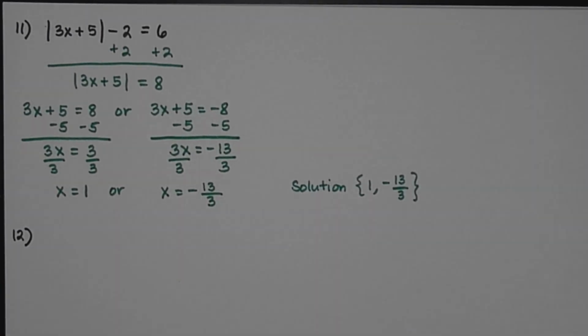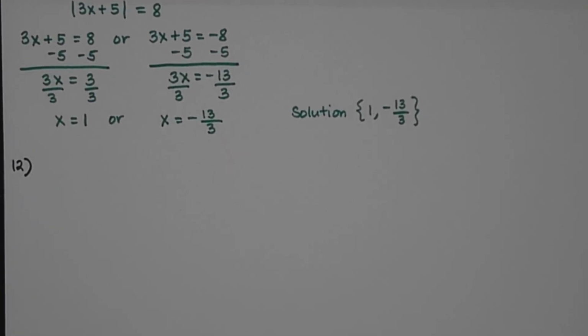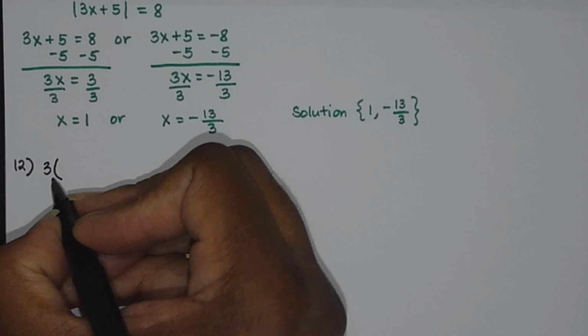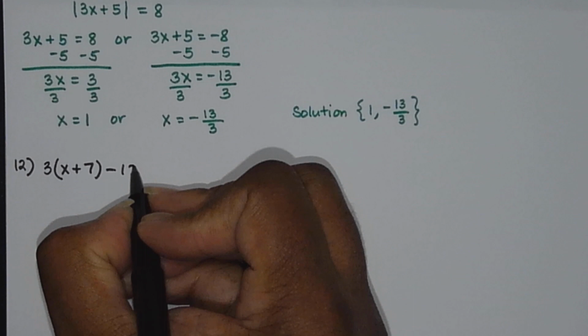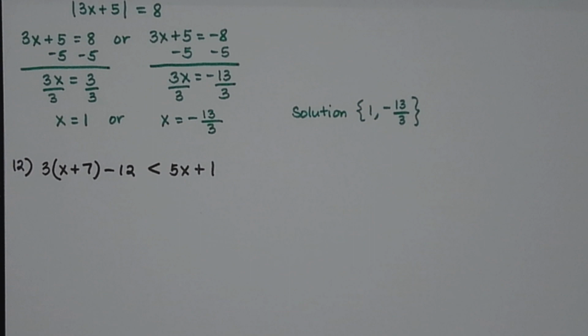All right, number 12 is an inequality. It says here, solve the inequality and graph the solution set on a number line, and then write the solution set in interval notation. So you've got three things going on here. You have to solve this inequality, which is 3 times the quantity x plus 7 minus 12 is less than 5x plus 1. Then you have to graph the solution set on the number line and give the answer in interval notation.